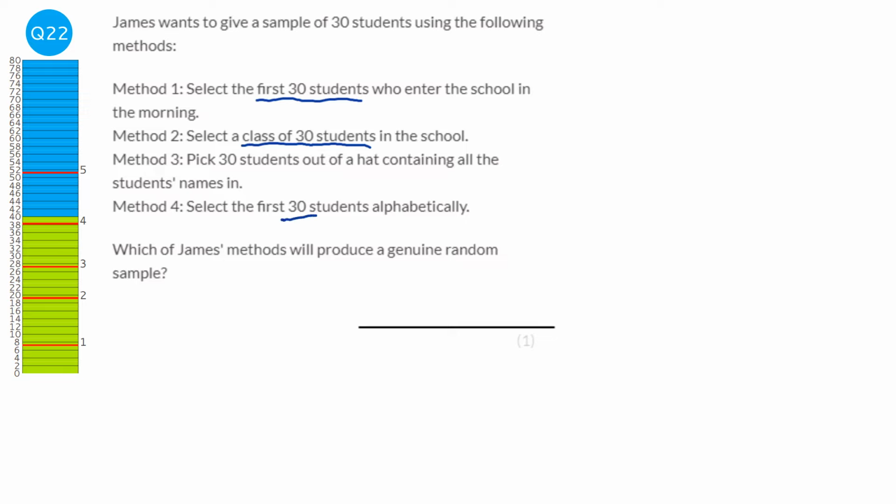It might seem that it's fair to pick the first 30 students alphabetically, so A to F or whatever, but again, that's not fair, because the people at the end of the register don't have an equal chance of being picked. So you need to make sure everyone in your population has an equal chance of being picked. So picking 30 students out of a hat containing all the students' names in is definitely the fairest way of picking a sample from this list.